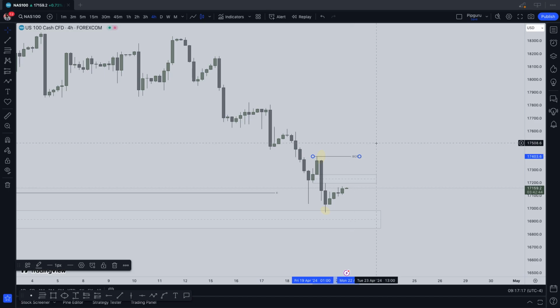That's pretty much my bias for those two pairs, which is the two pairs that I mostly trade.